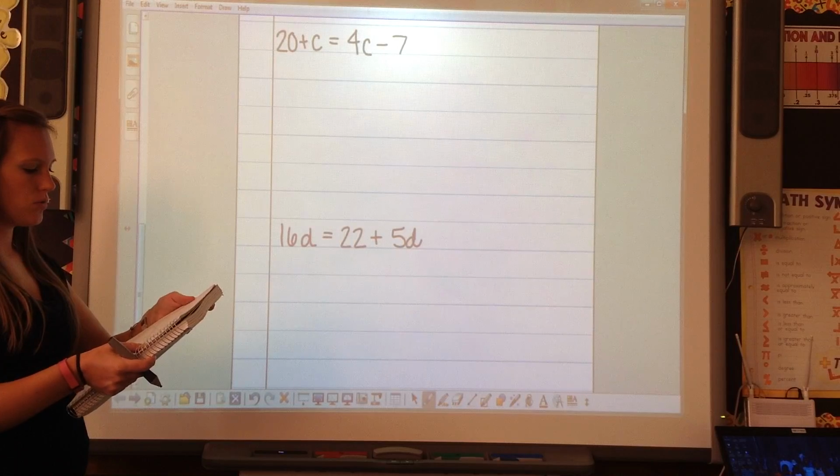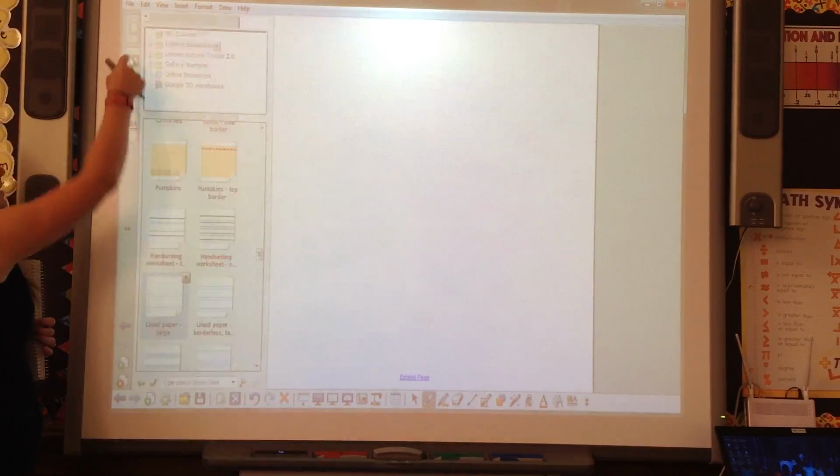Let's do problems with grouping symbols.